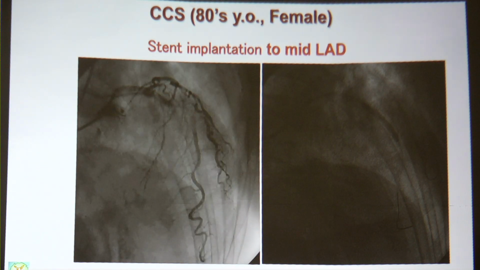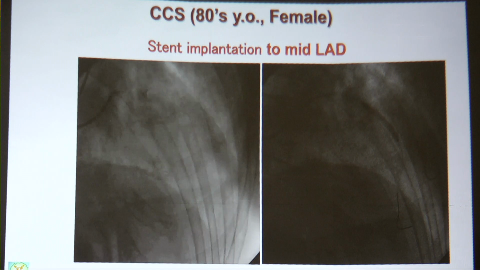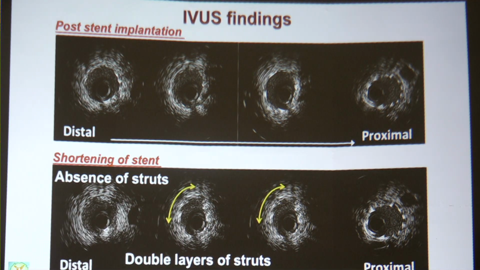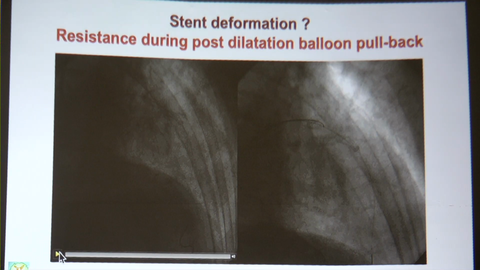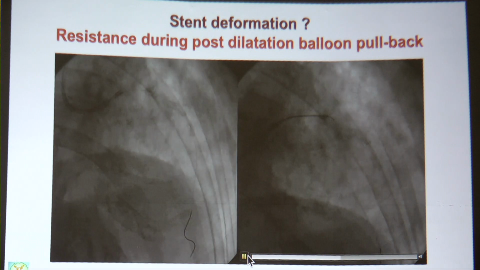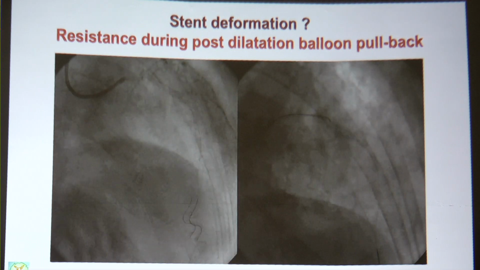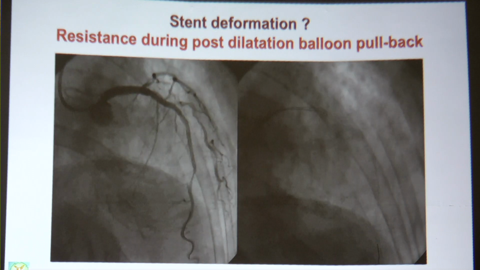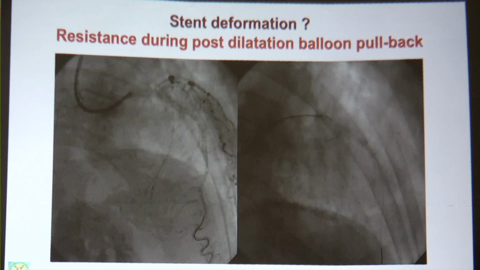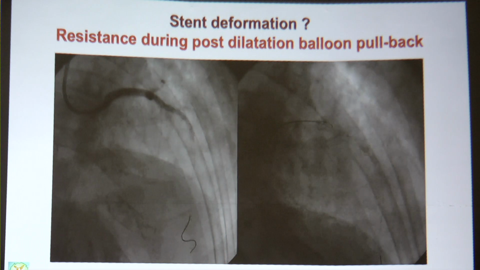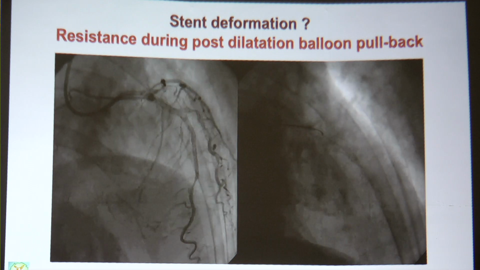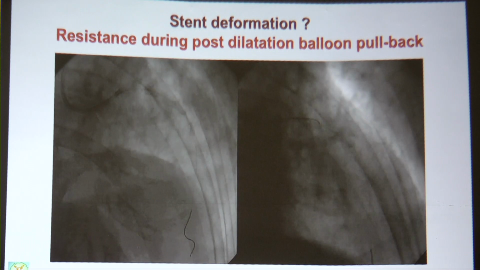And this is a case of chronic stable angina, with a stent implanted in the mid-LAD, right? After putting in the stent, the operator tried to pull back, but felt some resistance. It is very important, after dilatation, to push the balloon a little bit distal, then disengage the guiding catheter and then pull back. It is very safe, but this operator just pulled back against very strong resistance, right?